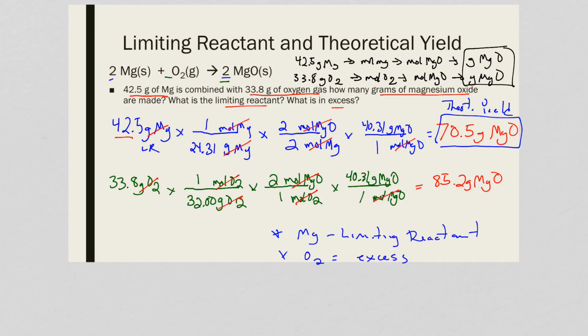Okay, so hopefully now we have a pretty good idea of how to do these same kind of stoichiometry problems, but now with this added dimension of having to actually figure out which reactant is limiting in the reaction. Okay, so we're going to keep adding a few pieces to the puzzle here.